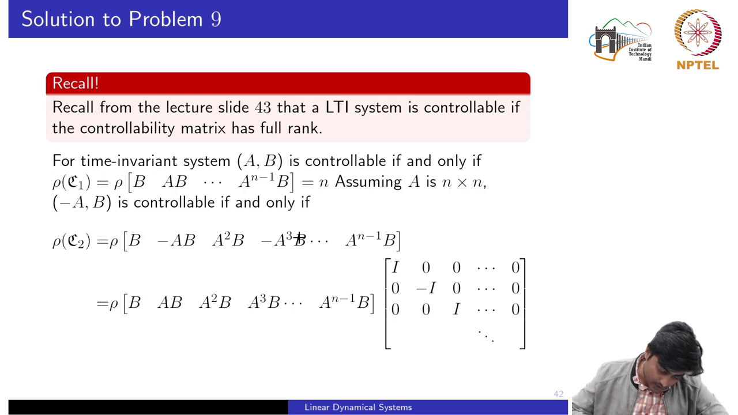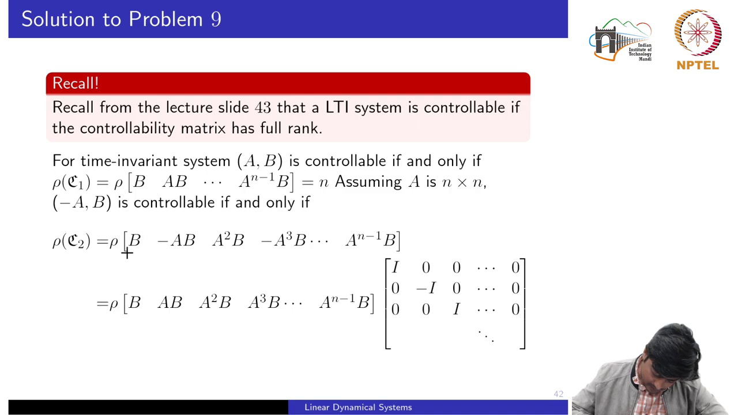So let's see. For a time invariant system, we know that the pair A, B is controllable if and only if the rank of the controllability matrix is equal to n. Now assuming that A is an n cross n matrix, the pair minus A, B is controllable if and only if the controllability matrix of that pair, which is given by B, minus AB, A squared B (which becomes positive), and similarly in this way, has rank n.